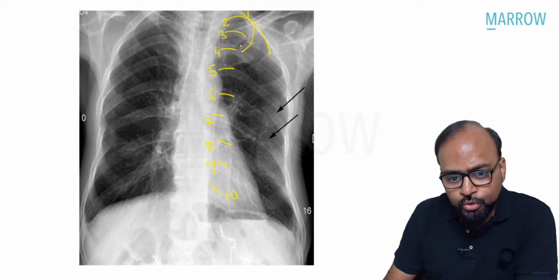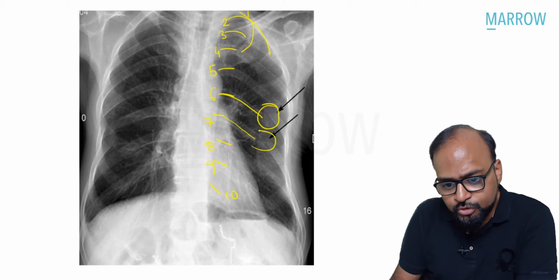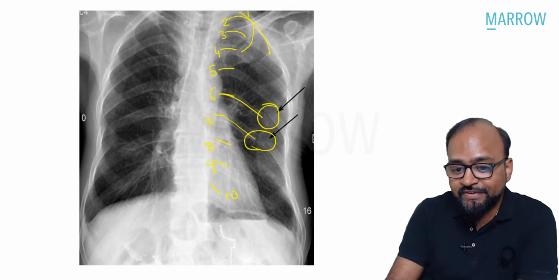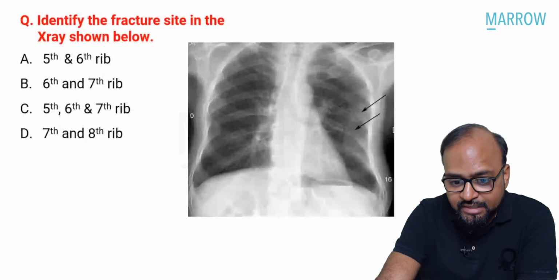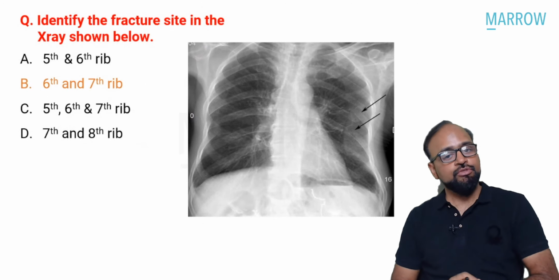Right? So if you see which rib is fractured, this is the 6th which is fractured here. Can you see there is a step off there? And this rib is also fractured, so this is the 7th one which is fractured. So which rib is fractured here? It is the 6th and the 7th rib which is fractured here. That is going to be the answer to this particular question.